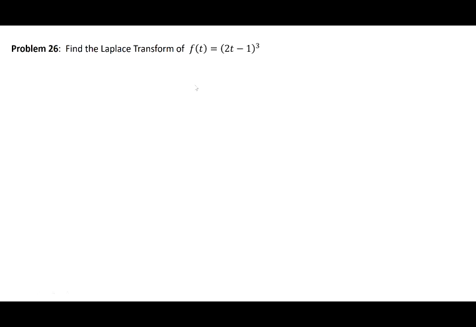The only nagging thing here is, do we know how to expand 2t minus 1, the quantity cubed?